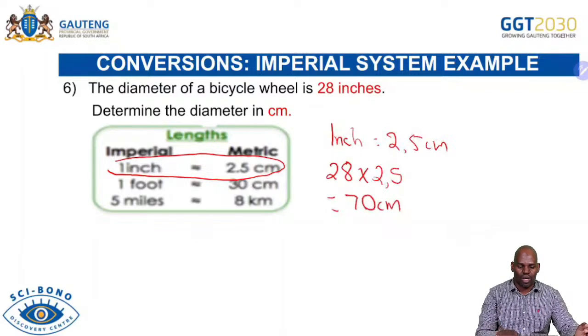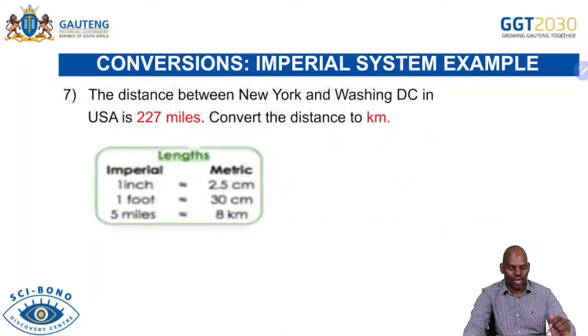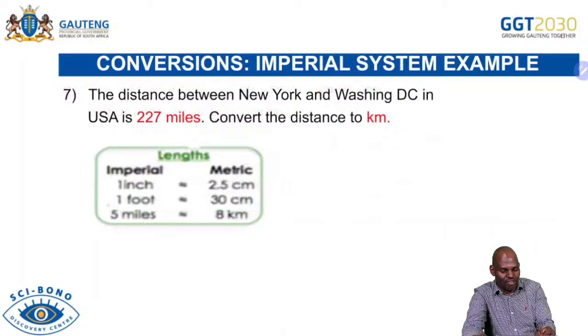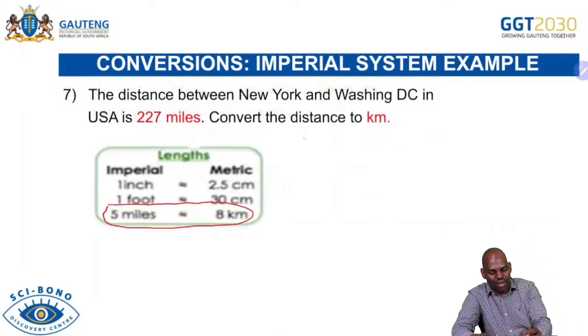Okay, then the next question. The distance between New York and Washington DC in USA is 227 miles. Convert the distance to kilometers. Again, we have to check our conversion factor. Our conversion factor in this case is 5 miles equals 8 kilometers.